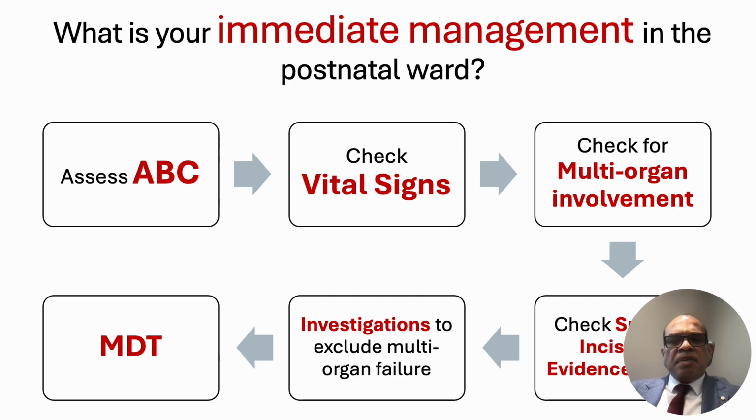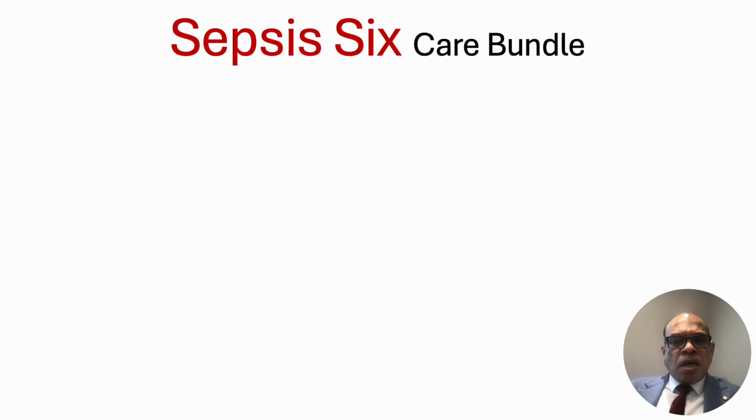We need the services of the anesthetist. We may need ICU, intensive care unit support. We may need hematologists if there is DIC. And depending on the source of infection, we may need other specialties, including microbiologists, to decide on the right antibiotic to give. So the Sepsis 6 Care Bundle is very vital.